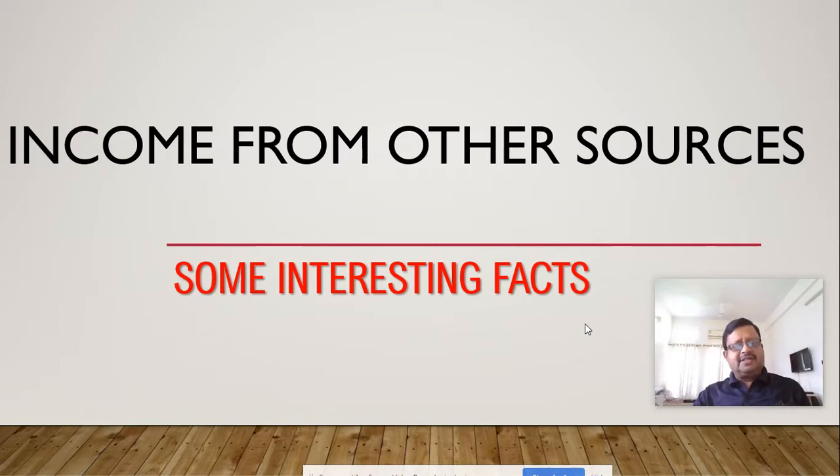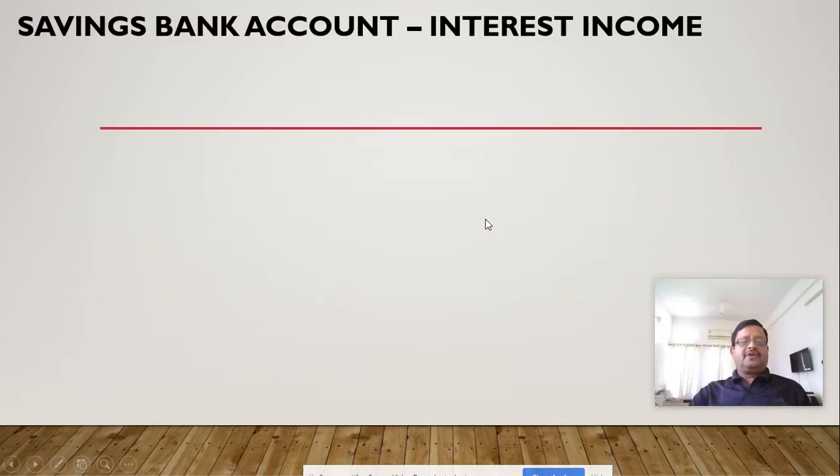But there are certain specific issues where the learners can take note of these things as well as can advise others so that the whole compliance of tax can be made accurately. Let's see the facts one by one. First one is the savings bank account, its interest income.